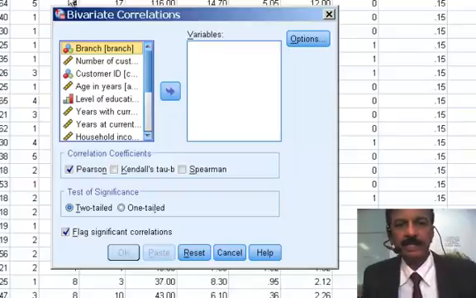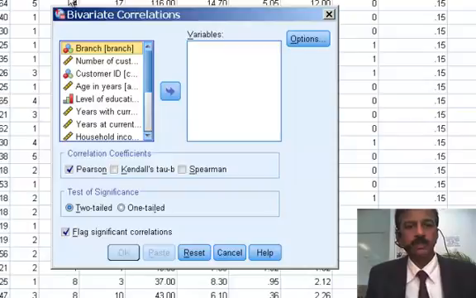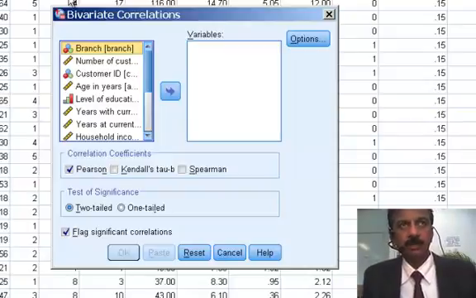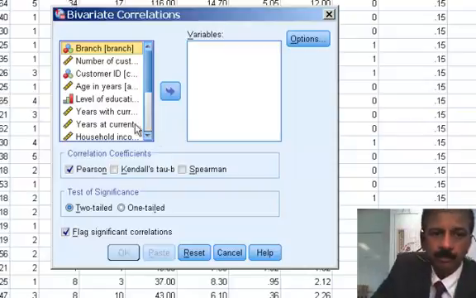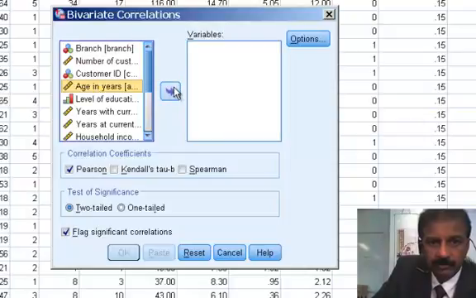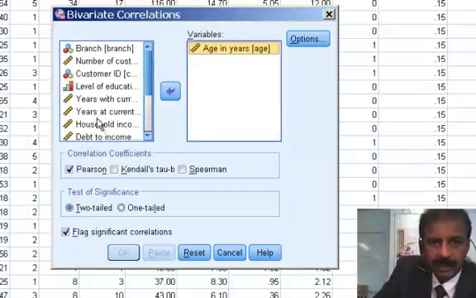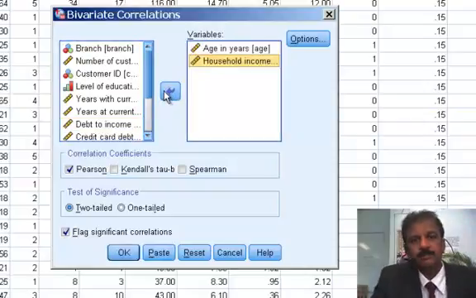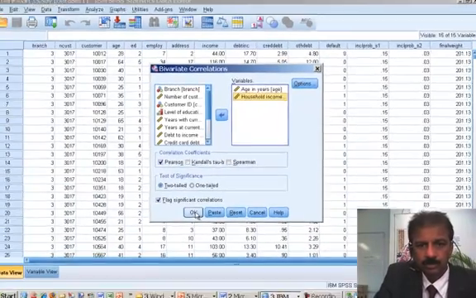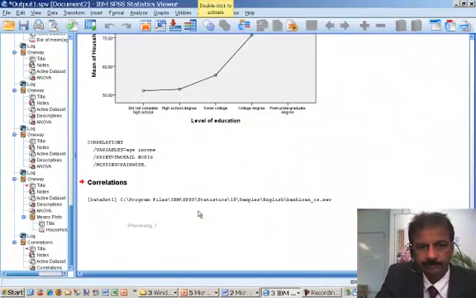Never correlate anything in terms of nominal, because nominals are only categorical, and ordinal can also follow a certain pattern, so you cannot actually do any form of correlation that way. So here we're going to look in terms of ratio, age, and, say, household income. Is there any correlation between people's age and their household income? So all we do is put these two variables in and go OK.